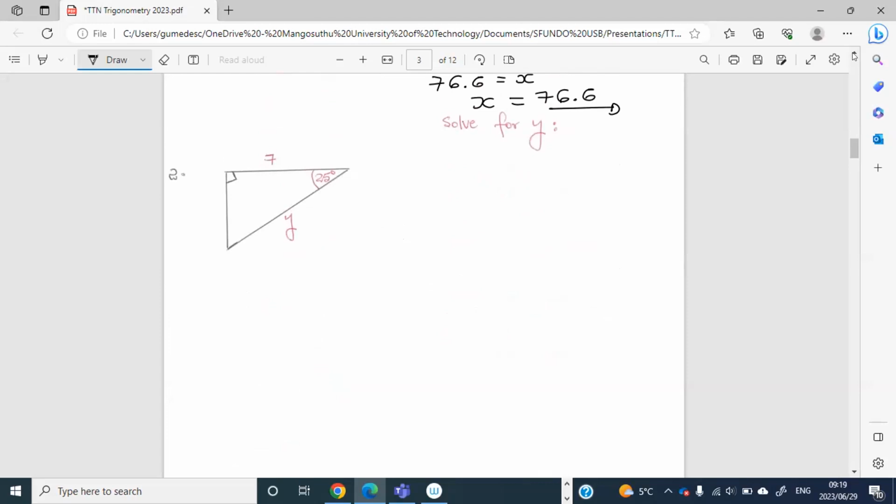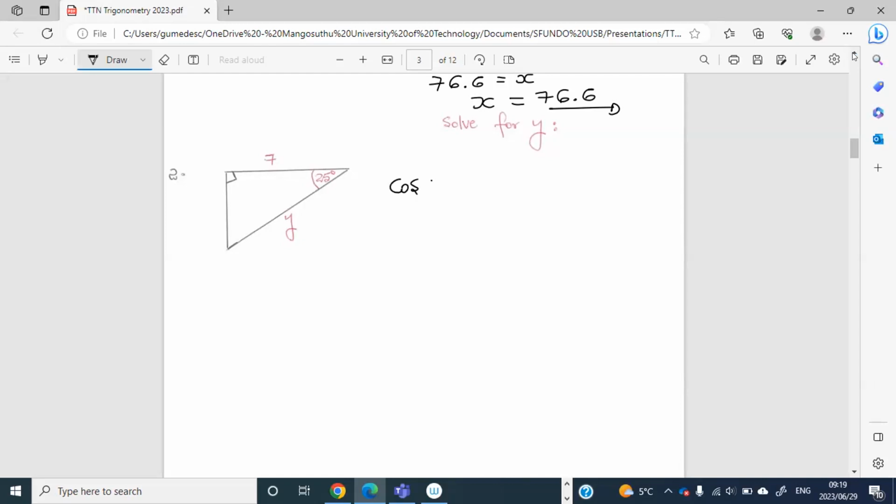And the side that we have here, is it opposite or adjacent to 25 degrees? Of course, it's not opposite, because opposite will be here. It's adjacent here, adjacent to 25 degrees. So it means we've got adjacent, which is 7, and hypotenuse, which is y. So which trigonometric ratio relates adjacent and hypotenuse? It is cos 25.